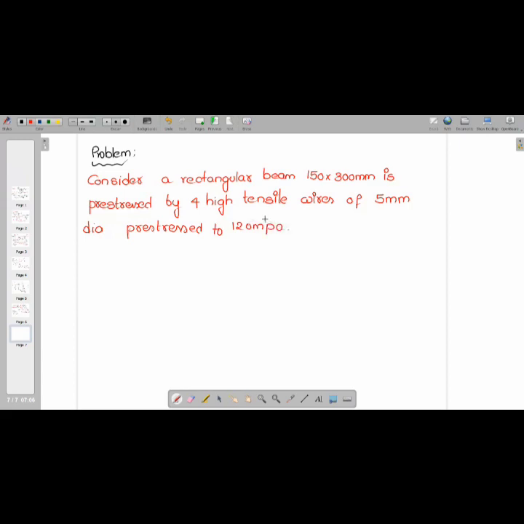The wires are located at an eccentricity of 50 mm.